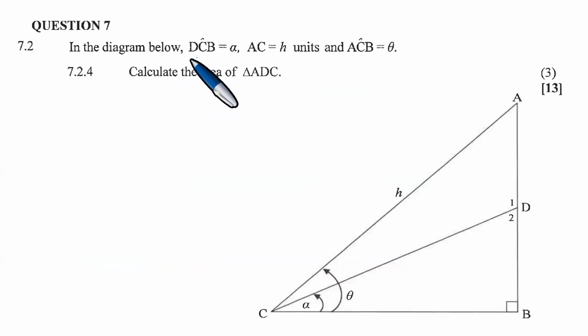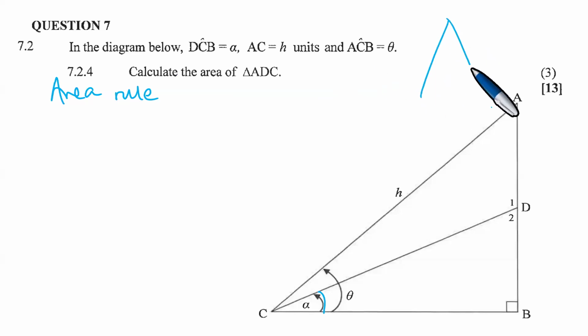In the diagram below, we have DCB equals alpha, this alpha here, and we have the rest of this. We need to calculate the area. So here we're going to use what we call the area rule. The area rule is very clear. Let's state the area rule for somebody who needs to know.